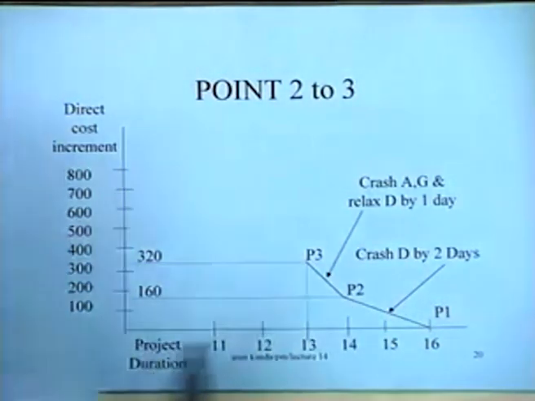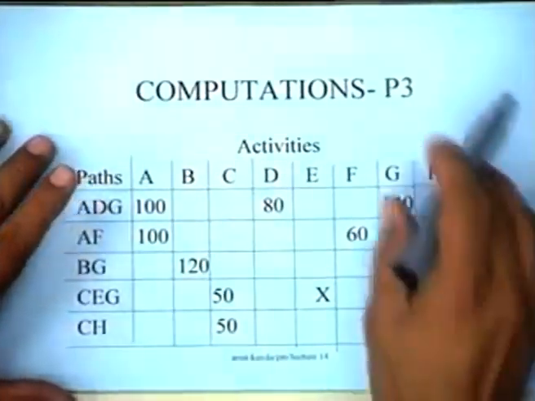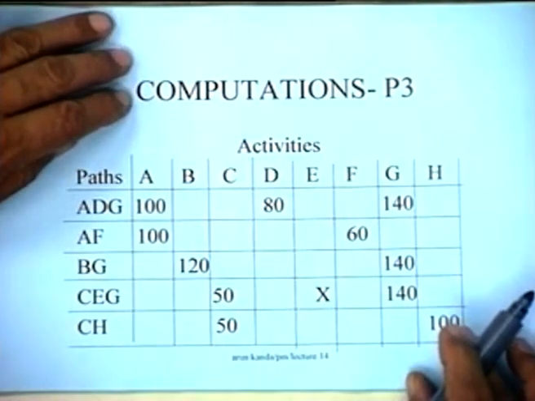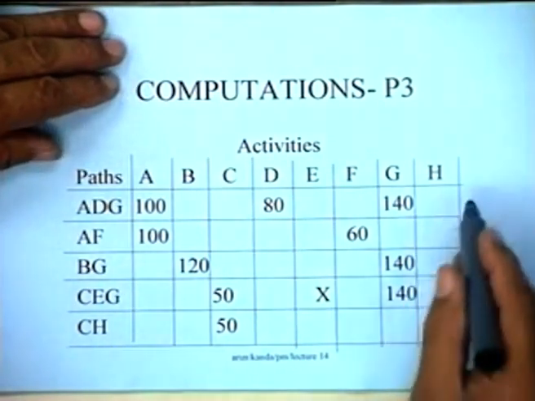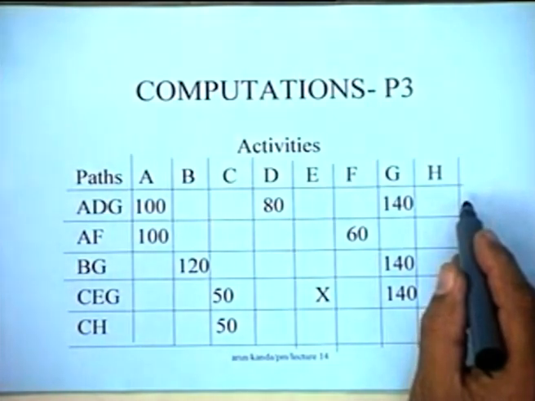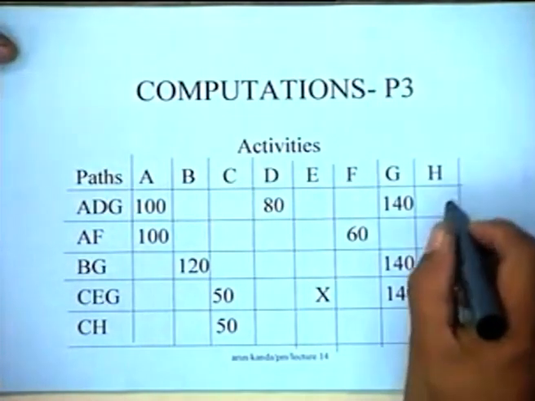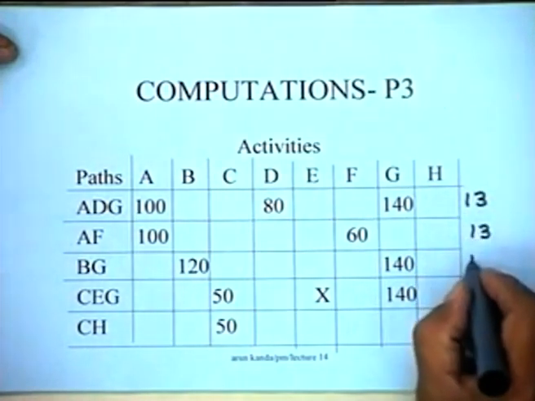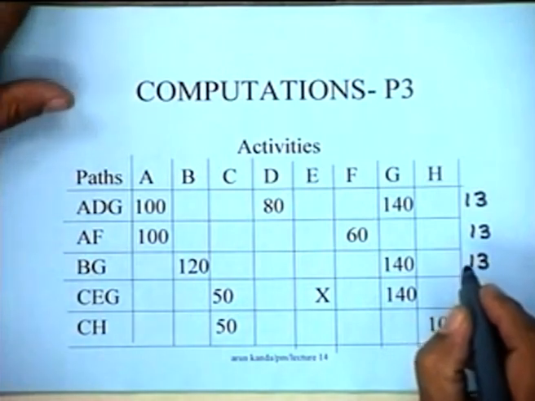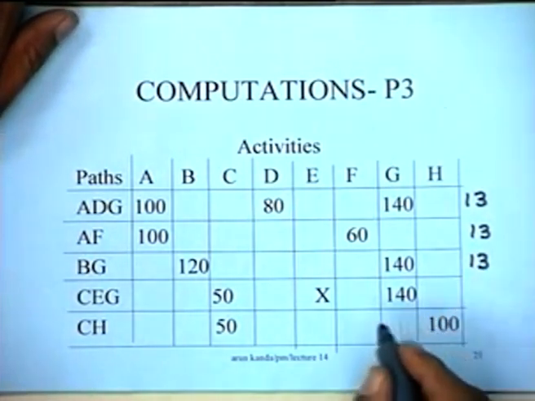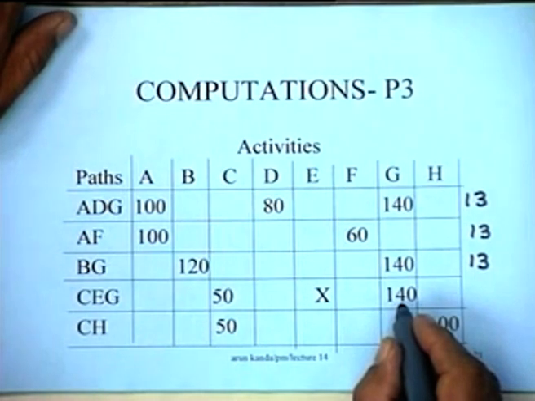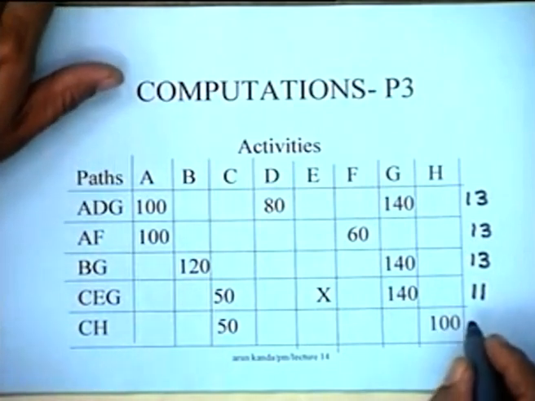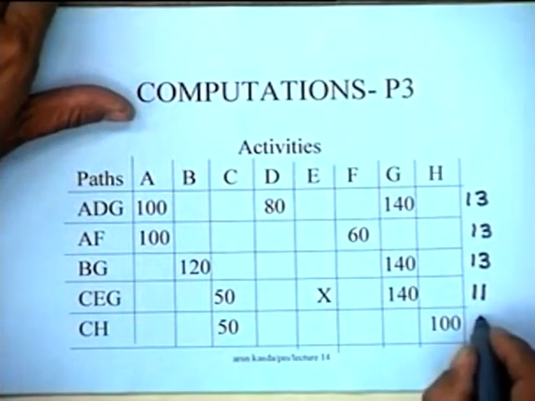So after we move from point 2 to point 3, we are at point 3 now. Let us continue the logic. What we have done is basically we have crashed A and G by 1 day and relaxed D by 1 day. So this path has become of duration 13, this path has become of duration 13, this path has become of duration 13. And as far as CEG is concerned, because G has been crashed by 1 day, this path has become 11 and this particular path CH remains unchanged at 5.